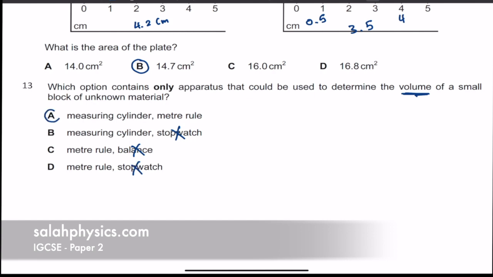So I'm going to go to option A. Measuring cylinder could be used if you immerse the block inside it and observe the increase in the volume of water, or meter rule to find the dimensions.